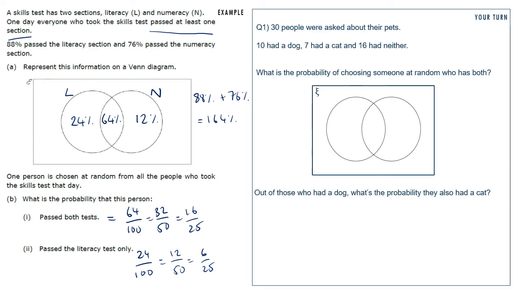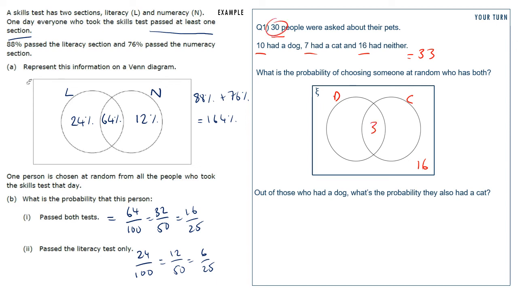This question is similar. Work it through, come back for the answer. So 30 people had pets. We know that 10 had a dog, 7 had a cat. Oh, I don't know why I've done the number 7. That should be a C for cat. And 16 had neither. Now, if we add up these 3 values we've got here, we'll see they add up to 33. So 3 people more than there should be from the question.